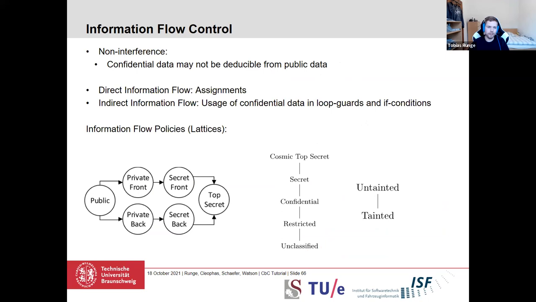Yes, so what is information flow control exactly? We have this non-interference property. That's the main property we want to ensure. That means the data of different security levels should not interfere. For example, to make it more specific, we have some confidential data such as a password, and it should not be deducible or assigned to some public output that we have. So you should not print a private password to a public console.